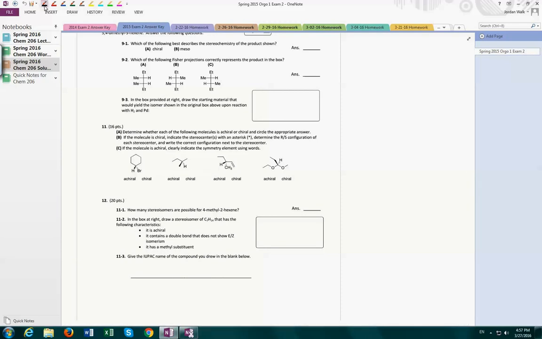I don't know. I have no idea what this looks like. So 4-methyl-2-hexene would look like this. So I would say that there are 4 possible stereoisomers. I guess we could have E/Z here, and we could have R/S there. So that's 2 to the 2, which is 4.